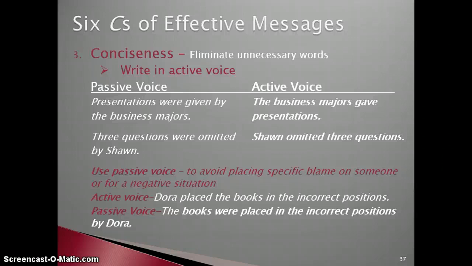However, when you want to avoid placing blame on someone or in a negative situation, you may decide the passive voice would be better. The example here, the active voice, Dora placed the books in the incorrect position. If you want to put less emphasis on who did the incorrect thing, then you would use the passive voice. The books were placed in the incorrect positions by Dora. You see that the person is placed at the end of the line rather than at the beginning.